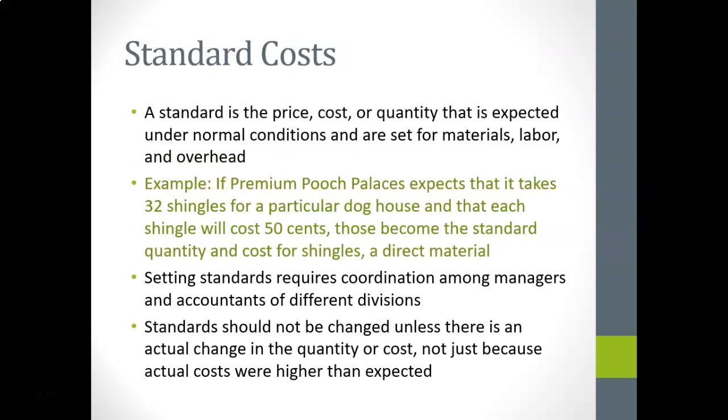A standard cost, again, is what we're going to use to make that budget. And this is the price, cost, or quantity that is expected under normal conditions. And they're set for materials, labor, and overhead. So, for example, Premium Pooch Palaces expects that it takes 32 shingles for a particular doghouse, and that each shingle will cost 50 cents. Those become the standard quantity, 32 shingles, and cost, 50 cents for shingles, which is a direct material.